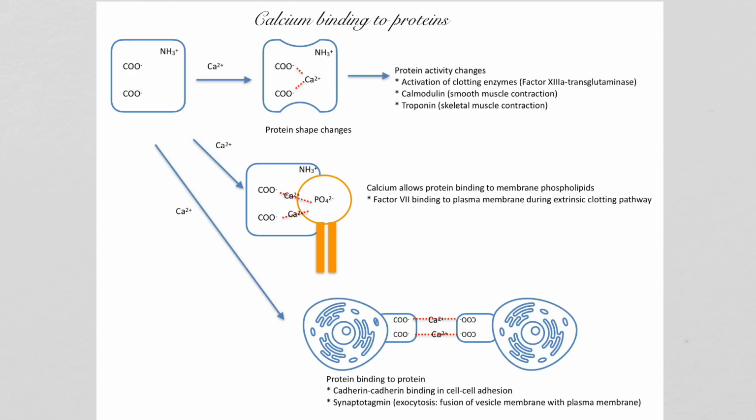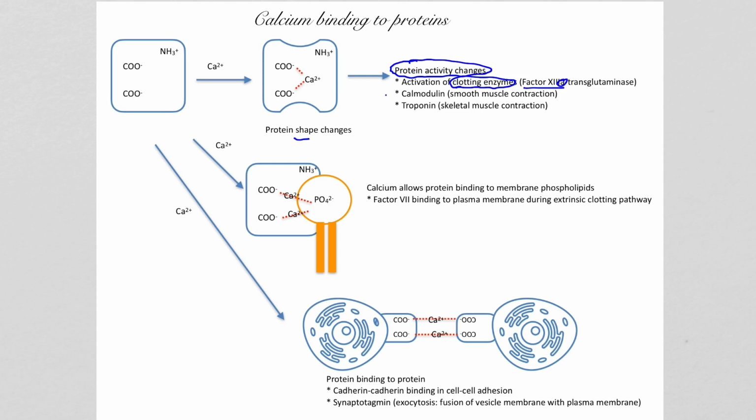So let's look at some of these examples. Here, calcium binding to the protein causes the shape to change, and that shape change can cause the function or the activity of the protein to change. For example, clotting enzymes without calcium will not work, certain clotting enzymes such as factor 13, and once the calcium binds, the clotting enzyme becomes active. The little A here is for the activated form, and it starts working.